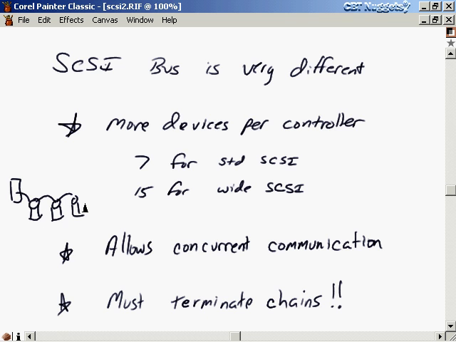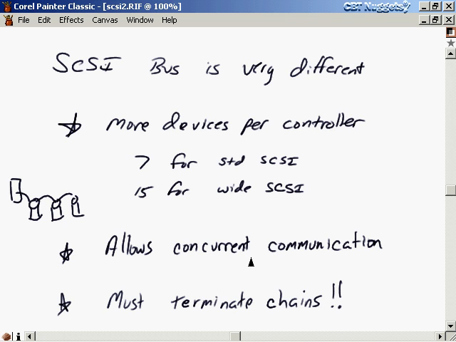All these devices can be transferring data to and from the motherboard at the exact same time, as long as the sum total of the bandwidth of all those transfers does not exceed the bandwidth of the bus itself. So you're going to get good performance by chaining SCSI devices together. You're really not going to lose much performance unless you're transferring tons and tons of data simultaneously from all these various disks. Okay, so that's the advantage of SCSI. You can have more devices and you can have this concurrent communication.